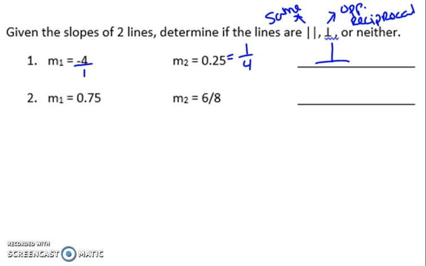If we look at number 2, we have 0.75. Well, if I turn that into a fraction, it becomes 3 over 4. If I look at slope 2, I have 6 over 8. Well, we always want to reduce our fractions down. This becomes 3 over 4. 3 over 4 is the same as 3 over 4, so those two lines are parallel.